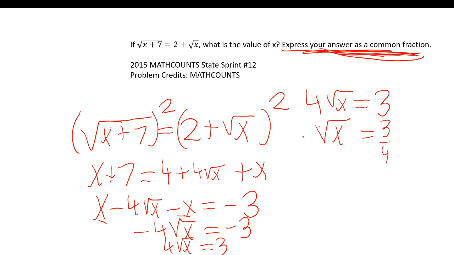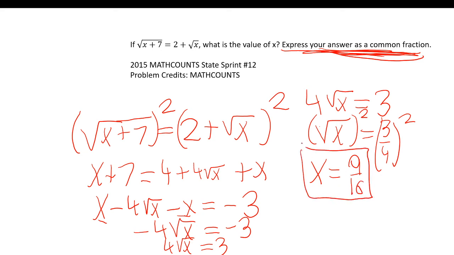Now we have a radical here. We want to find x. To find x, we get rid of the square root by squaring the equation all over again. We get x is equal to, we square this, we get 9/16. Can't simplify that any further, so this is our answer. And we turn this equation with a lot of radicals into something a lot easier. Well, we did find the value of x because that's what the problem wants us to, but we didn't do it by solving this equation.